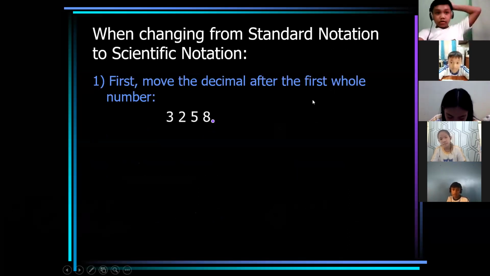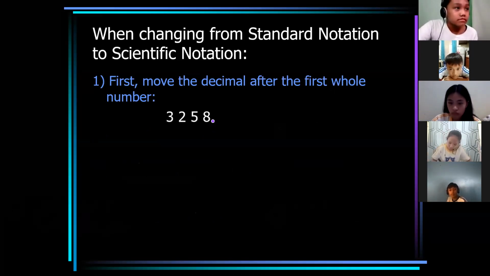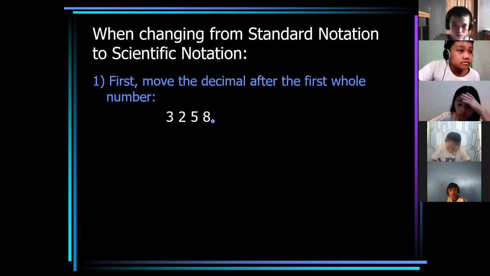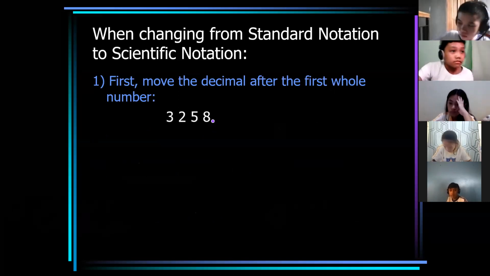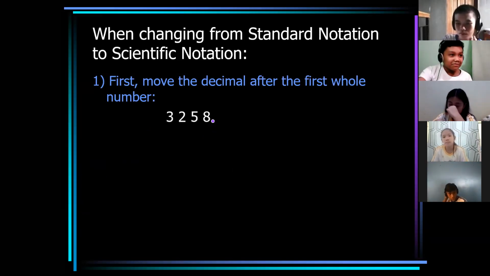Okay. So what if we're going to change from standard to scientific notation? A while ago, we made sure that the exponents, positive and negative, go along with the direction in which you move the decimal point. However, if we're going to change a standard number to scientific notation, we use the other side of it. If the exponent is positive, then the motion of moving the decimal point from the standard goes to the left.